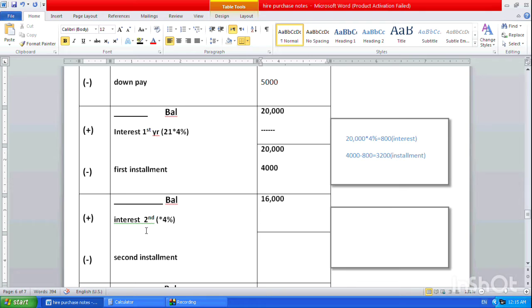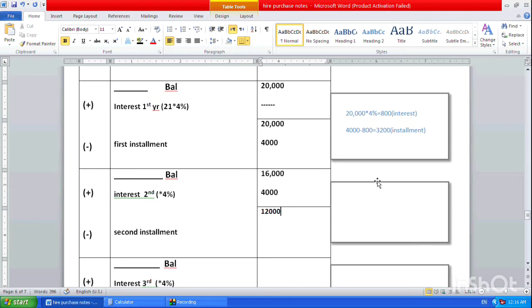There is no interest, directly installment, no interest. No, this is by mistake we have written there. Okay, I'm correcting this one. Interest is completely nil.